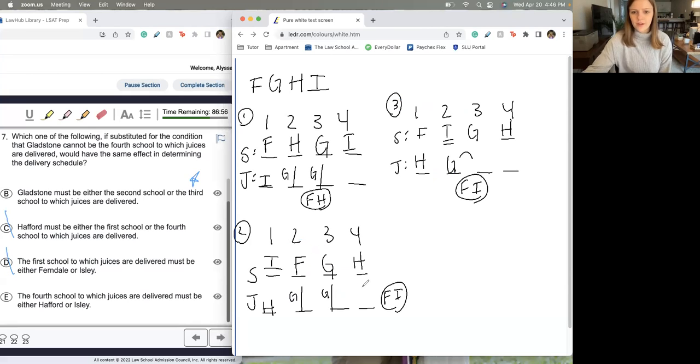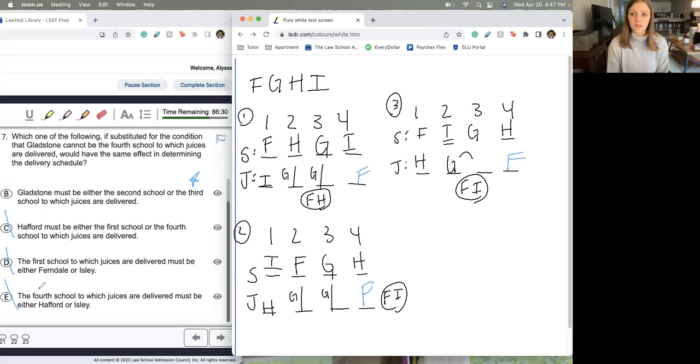I could put F in that fourth spot. I could put F here. I could put F here. And because it's creating a further restriction, it can't be true, so it's not our answer choice. This is a substitute question, and it's one of the easier ones because you can go through phase one and get the right answer choice without having to go through phase two.